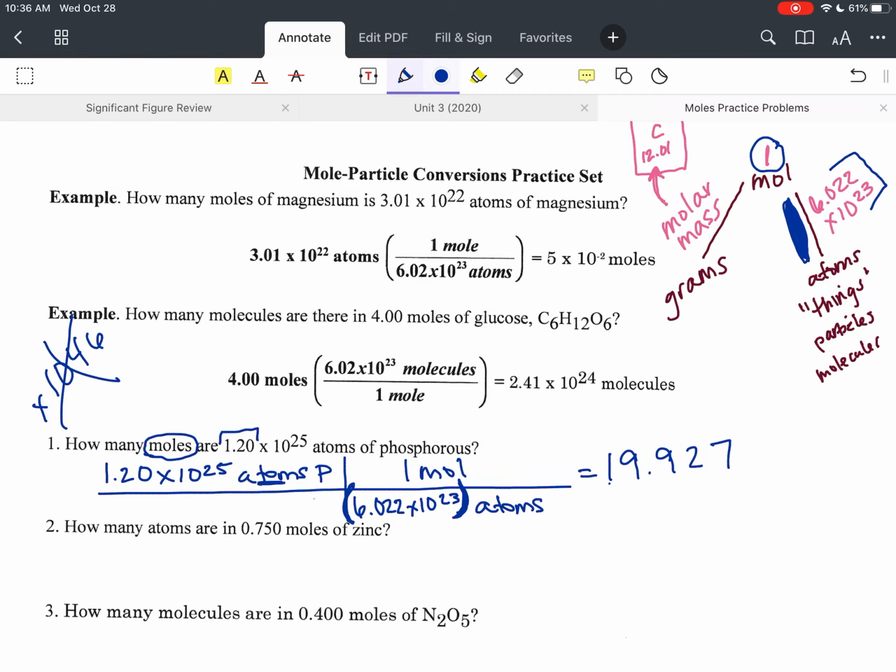So remember, we need to make sure we're following our significant figure rules. Since I have 3 significant figures in my question, I'm going to have 3 significant figures in my answer. So the answer is 19.9, right? My atoms have canceled, so I'm left with moles of phosphorus. And if you need a review on significant figures, there's a video posted under the class information.